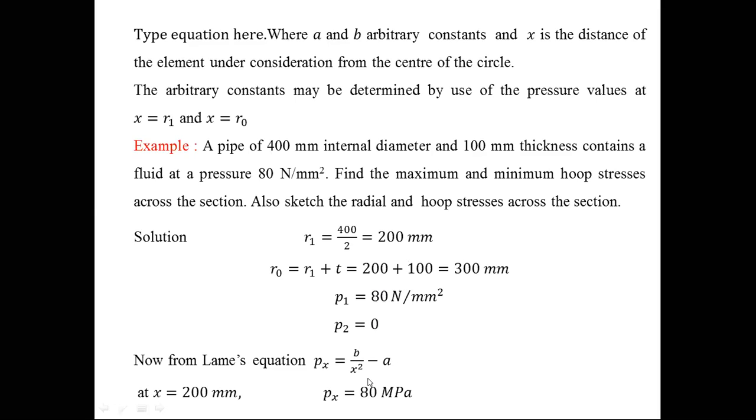Now solve both equations. B by 200 square minus a equal to 80, that is equation 1. And b by 300 square minus a equal to 0. So solve these two equations, you get the constant b, and substitute in any one of the equations, you get a. Do it, all of you. What is the constant? Let us bring the calculator. All of you have calculators.